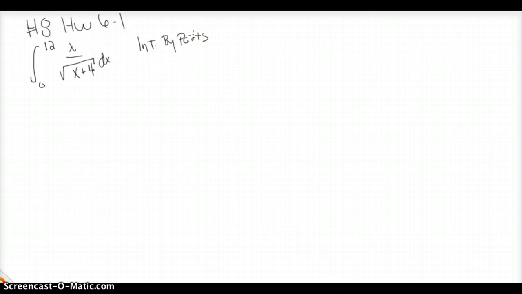And once again, as a reminder, with integration by parts, you want to choose a u that is fairly easy to differentiate, and you want to choose something to represent dv that's easy to anti-differentiate. So in this case, I let x stand for u, and 1 divided by the square root of x plus 4 is going to represent dv. So du is going to be 1 dx.